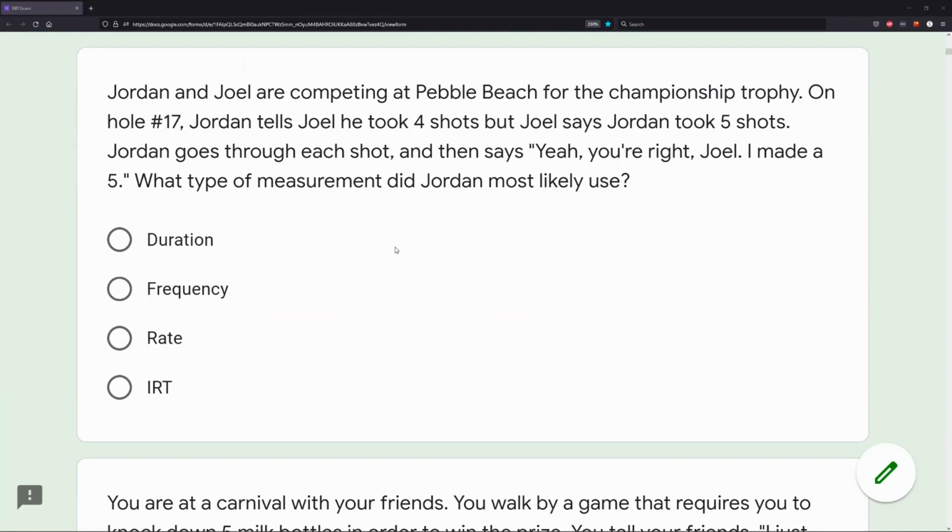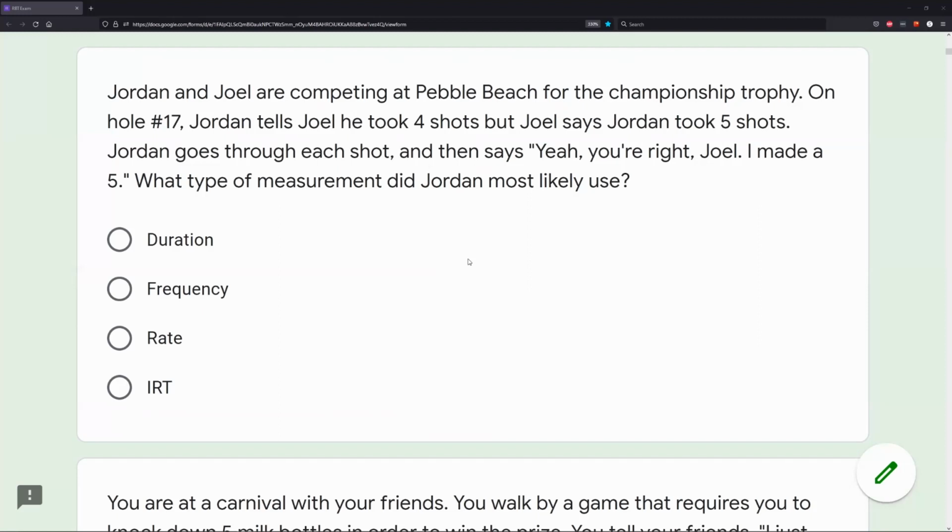Okay, simple, continuous measurement question. When you're dealing with measurement, ask yourself, am I measuring an amount or am I measuring something to do with time? You can quickly eliminate some answer choices if you determine that. So what are we measuring here? Well, we're measuring an amount, right? Because we're measuring an amount of shots.